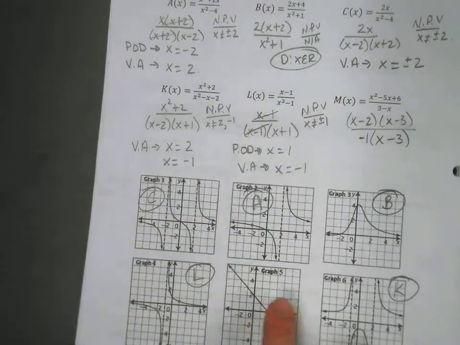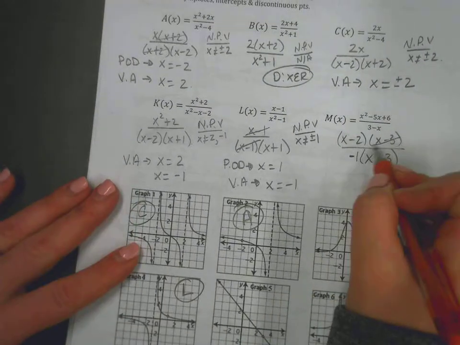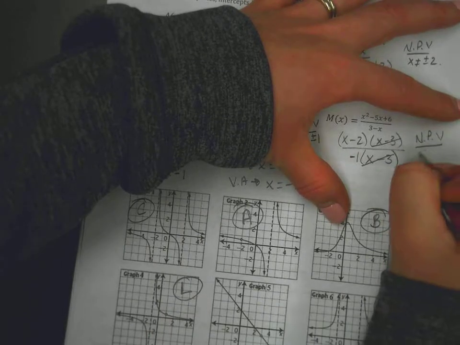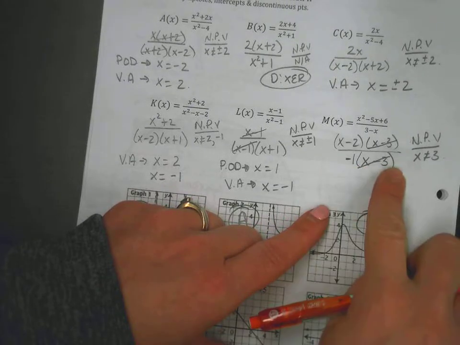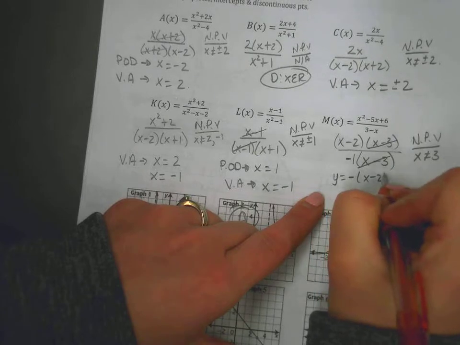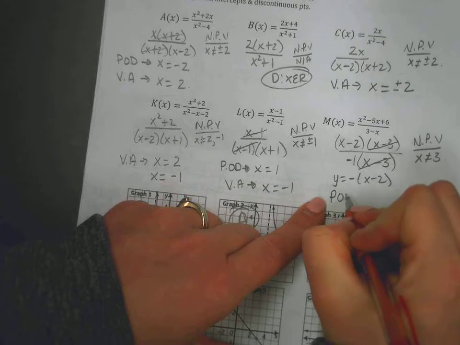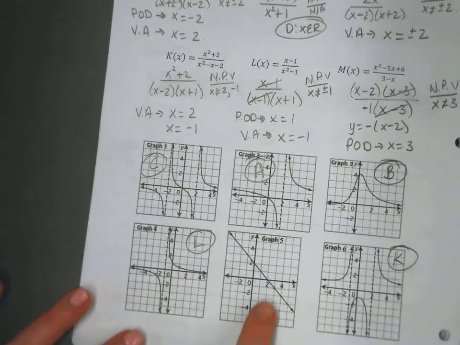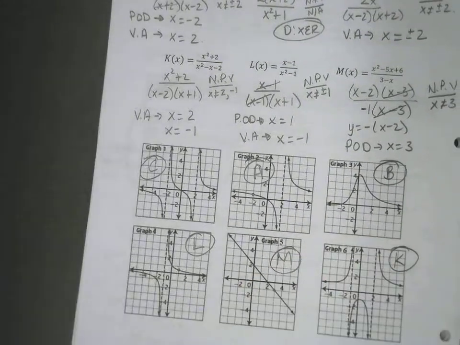So obviously the remaining graph is going to be 6 or M, so let's find out why. My x minus 3's cancel. My non-permissible value is x cannot equal 3. There's nothing left in my denominator, so this simplifies just to a negative x minus 2, which creates a linear function, but we should have a point of discontinuity at x equals 3. So linear function, point of discontinuity at 3. This is going to match up with graph M.